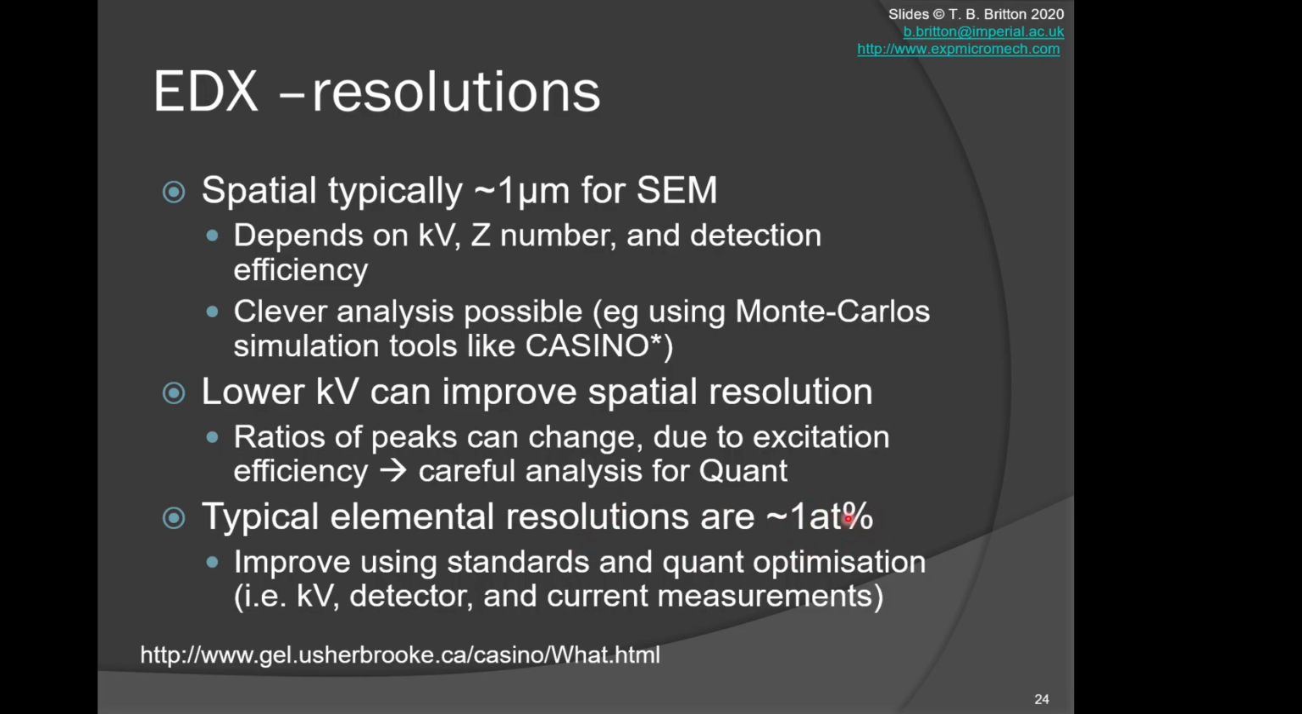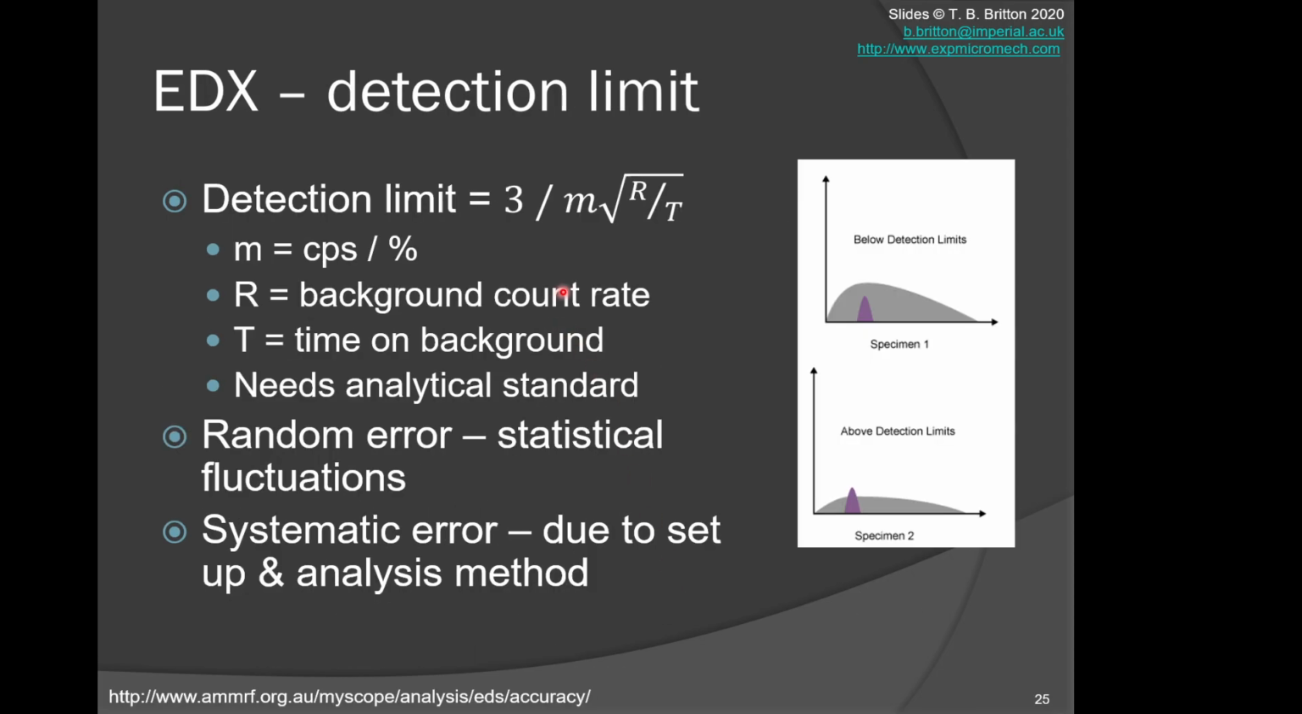If you want to get this better, you have to be careful and you have to understand what your errors are. Typically, you use standards to do this, and you do quant optimization routines related to the detector, the voltage, the current measurements, and how the microscope was set up. The energy detection limit: the first question is, can you see the peak above the Bremsstrahlung? That's related to the counts per second, the background count rate, and the time of the background. And you need to use the analytical standard to check this.